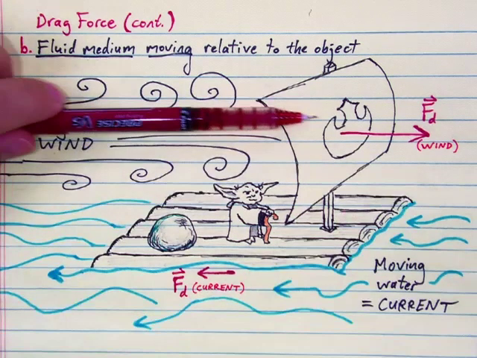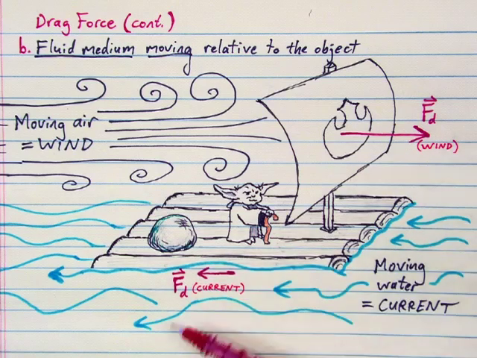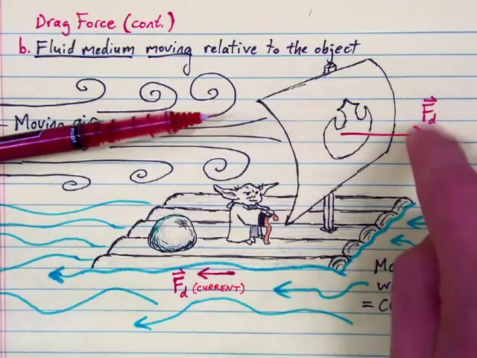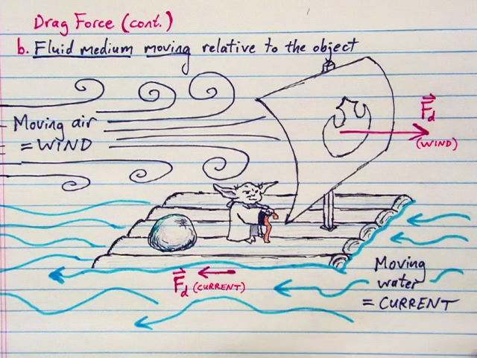This drag is trying to speed the raft up. This drag is trying to slow the raft down. We can see that the winner here, the net force, is going to be to the right. The wind is going to exert greater drag force than the water. So our raft and its passengers will be accelerating to the right, speeding up thanks to drag. Okay, that's the three types.